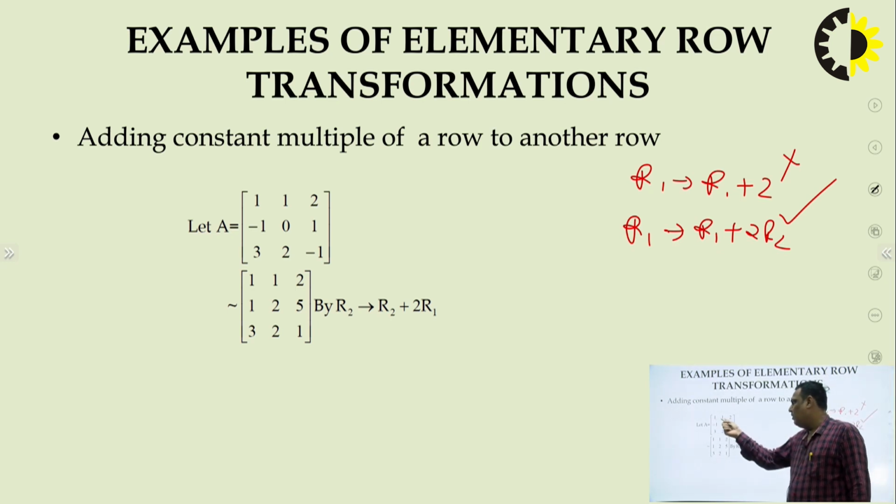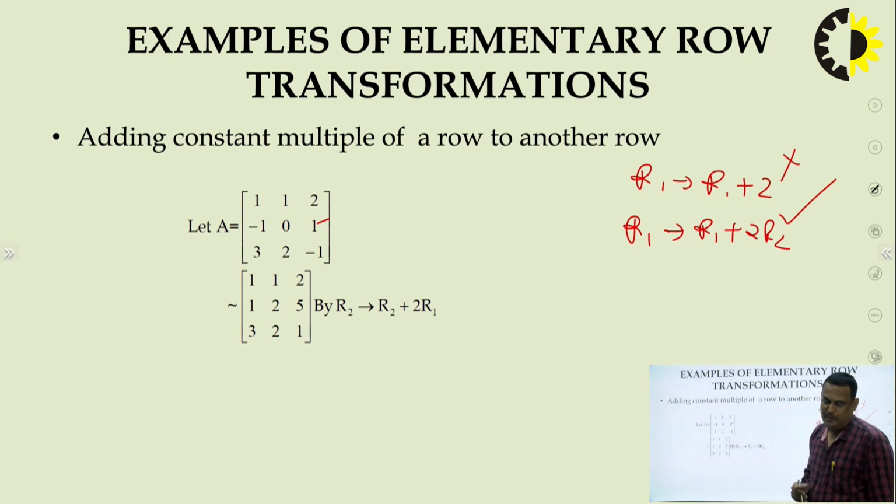If A equal to first row 1 1 2, second row -1 0 1, and third row 3 2 -1, and we have to operate it, R2 tends to R2 plus 2 R1. So in R2 you multiply R1 by 2 and add it with R2, so the operation will give 1 2 5. That is, -1 plus 2 is 1, 0 plus 2 is 2, 1 plus 4 is 5, giving 1 2 5.